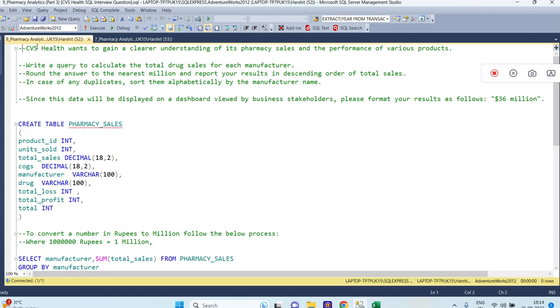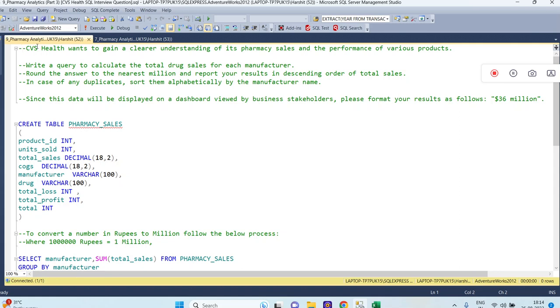CVS Health, again this is for CVS Health only. CVS Health wants to gain a clear understanding of its pharmacy sales and the performance of various products. Write a query to calculate the total drug sales for each manufacturer.